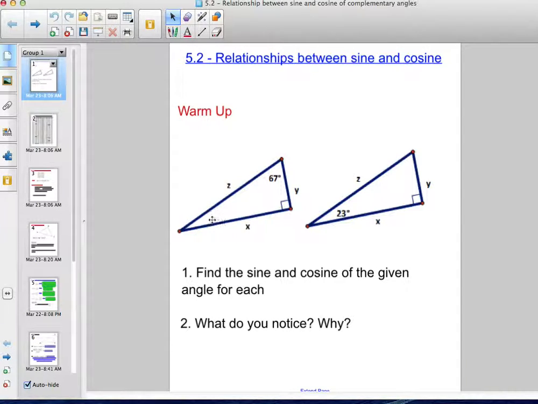And what you're going to notice is, obviously these two angles are going to add up to 90. The whole thing adds up to 180, right? But sine of this angle is the cosine of this angle, and the sine of this angle is the cosine of this angle. That's a relationship between sine and cosine, which we'll be getting into today.